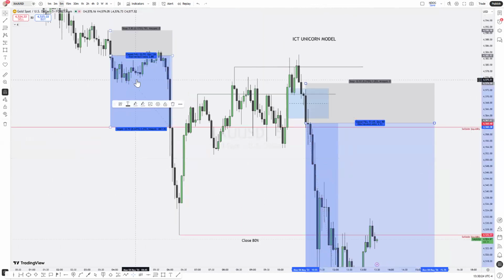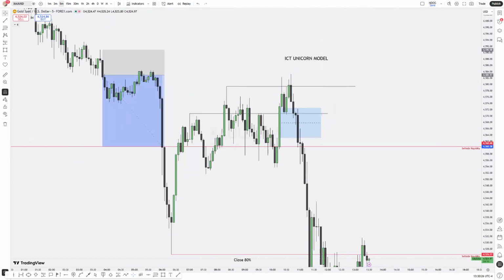And yeah, now, like I said, you can also make use of the breaker block. Now, this is the breaker block right here. The last down candle, or should I say the order block that was created while price was running towards buy side liquidity. You understand? This is buy side liquidity. And now that order block, you can refer to that as a failed order block now.